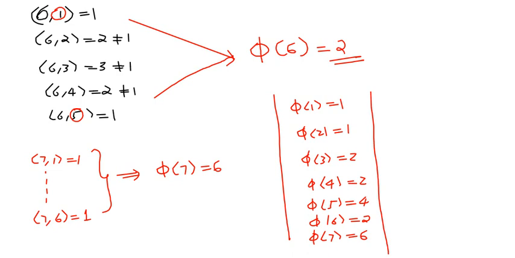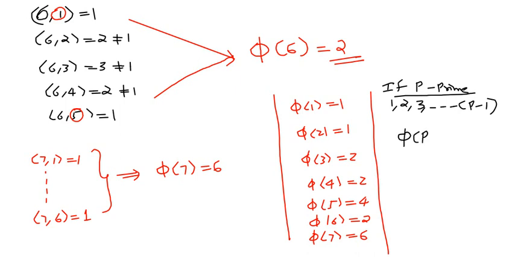If P is a prime number, the positive integers less than or equal to P and relatively prime to P are 1, 2, 3, and so on up to P minus 1. Hence, phi of P is P minus 1.